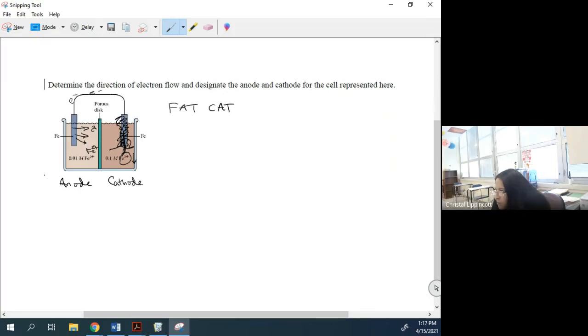So they asked, which direction do the electrons flow? They're going to flow this direction. So fat cat is from anode to cathode. Or I always think about it as the cat's getting bigger. All right, everybody cool with that one? Good with my explanation? Does it make sense, I hope?